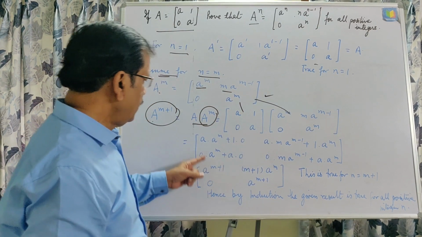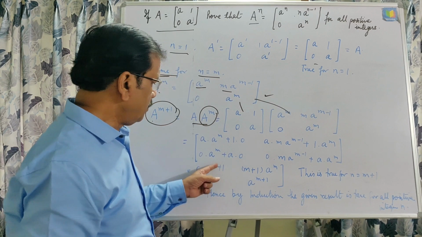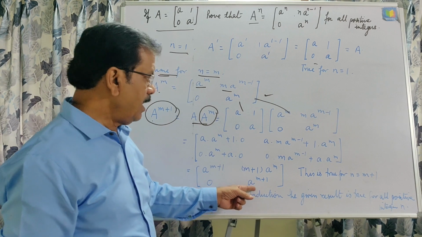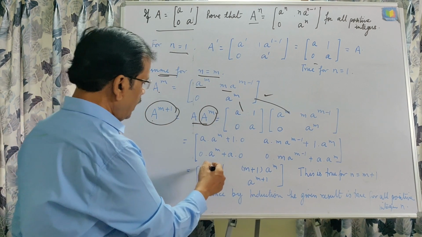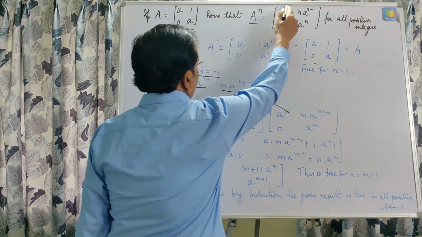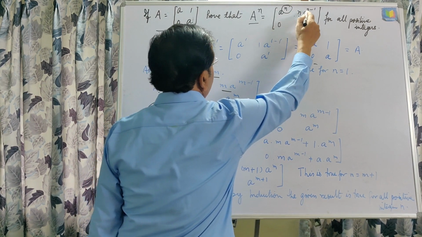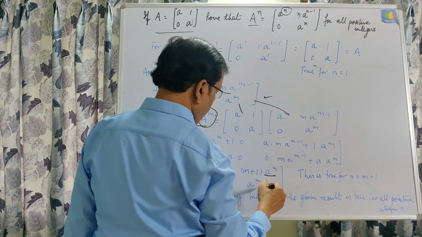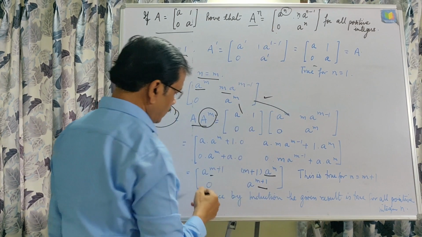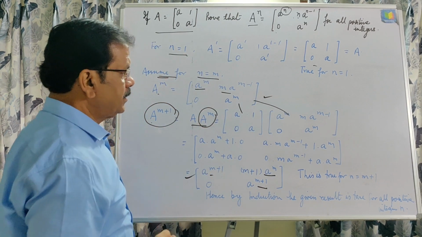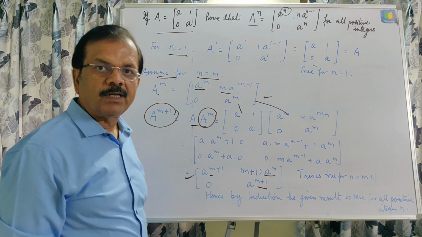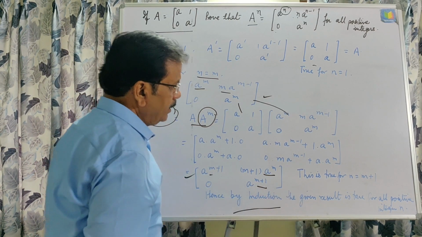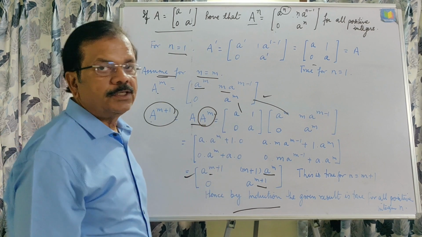After multiplication we are getting A to the power m plus 1, 0, A to the power m plus 1, and so comparing here, A to the power m plus 1 minus 1 means A to the power m, 0, A to the power m plus 1. If this is m plus 1, then this statement is true for m plus 1 also, and that is why by induction we can say that the statement is true.